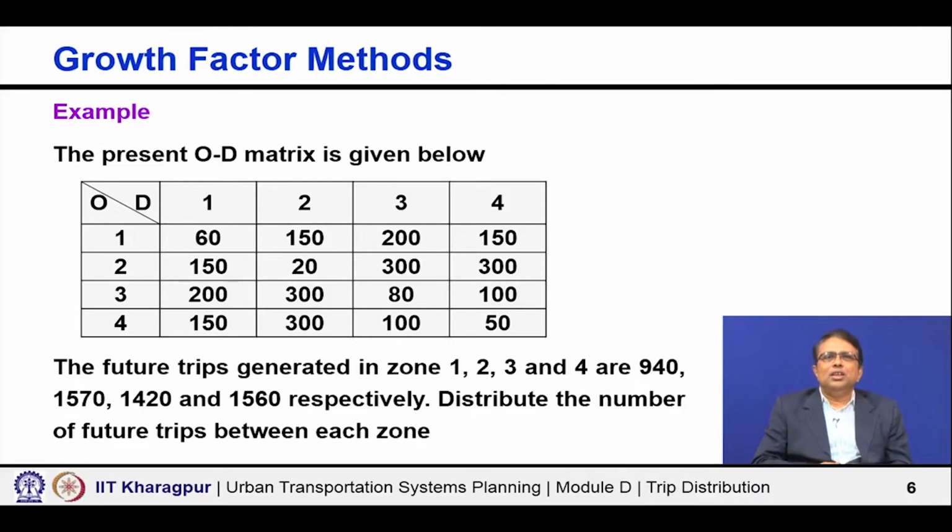What is also given? The future generated trips in zones 1, 2, 3, 4 are 940, 1570, 1420 and 1530. Obviously, for any zone the production and attraction are the same in this example. So, the attractions are also likely to be the same: 940, 1570, 1420 and 1560. Now, we would like to get these future trips using the uniform growth factor method.